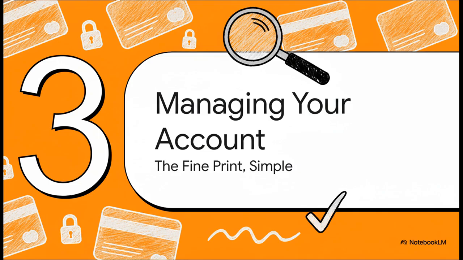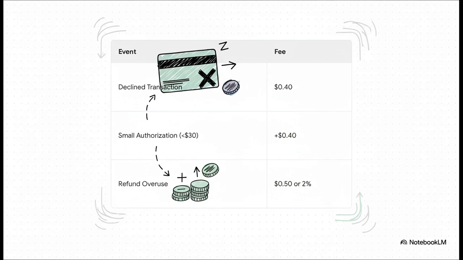But don't worry, there are no hidden surprises here. Let's look at what some might call the fine print, but made super simple. There are a couple of small fees for specific situations. For example, if a transaction gets declined because there wasn't enough money on the card, there's a little 40-cent fee. And to cover the processing costs on really small purchases, any authorization under $30 has an extra 40-cent fee. It's all about being upfront to keep the system working for everyone.